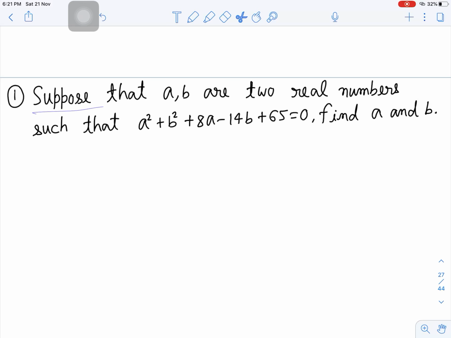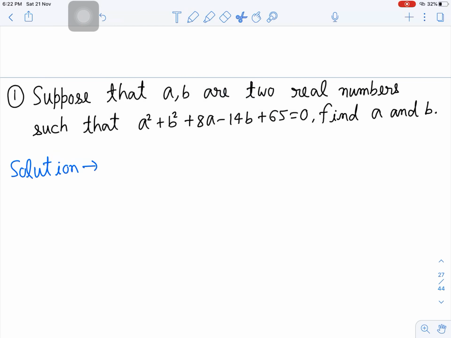So the first question is, suppose that a and b are two real numbers such that a square plus b square plus 8a minus 14b plus 65 equals 0. Then we have to find a and b. So for such questions, we have to use the completing the square method.